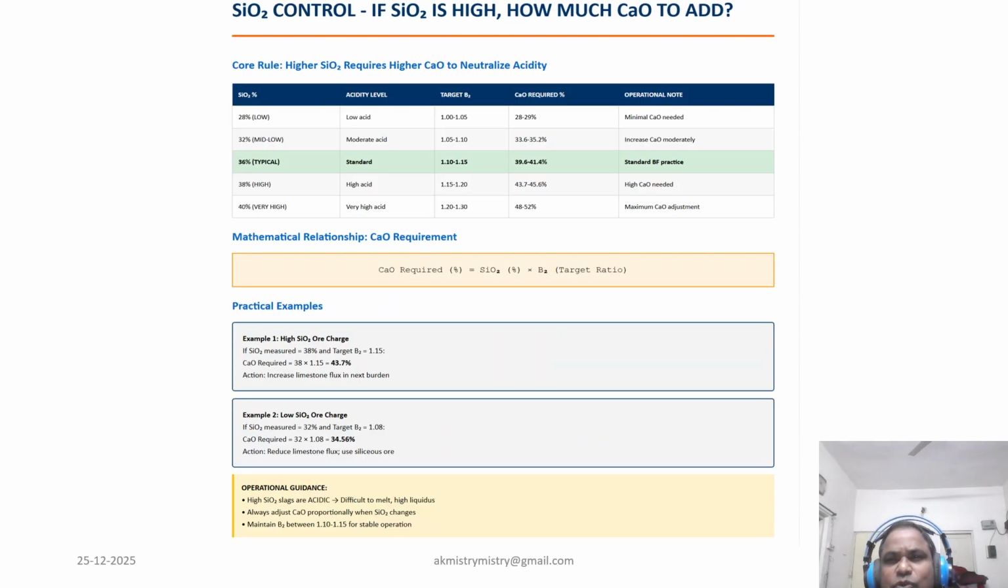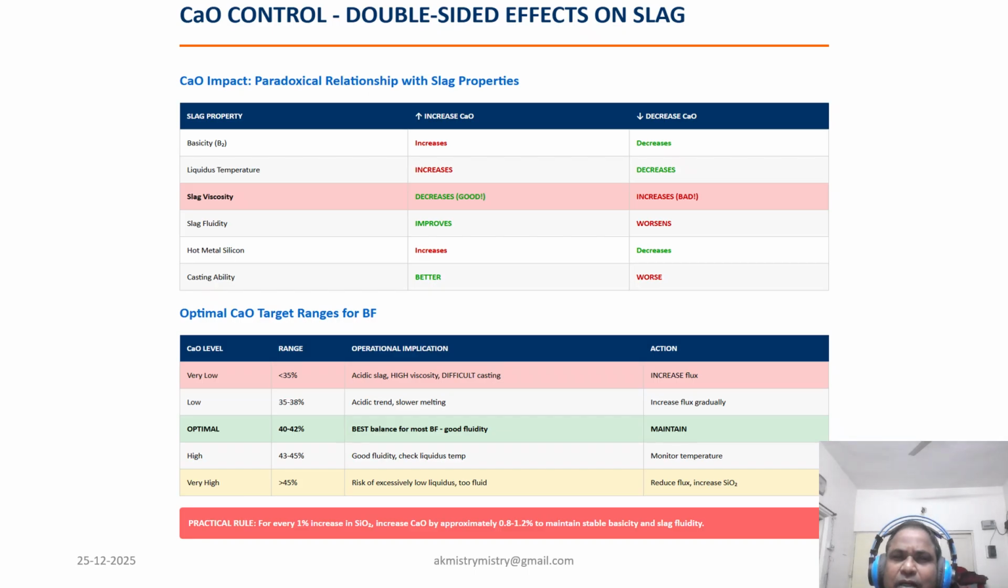Now coming to higher silica, it means more CaO is needed to keep the CaO by SiO2, or B2 basicity, within range. So for 38% silica, a target B2 of 1.15 requires around 43% CaO. Using the formula CaO equals SiO2 times B2, we have to adjust the limestone flux accordingly. So this is basically the approach towards balancing the basicity.